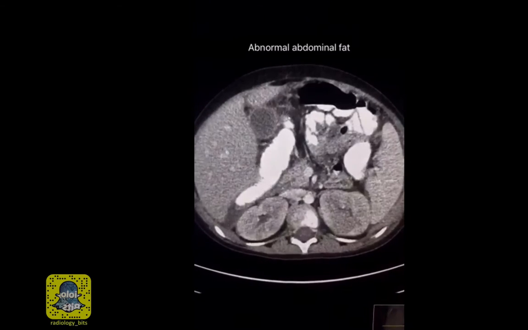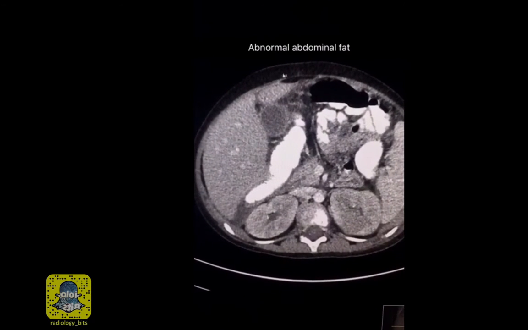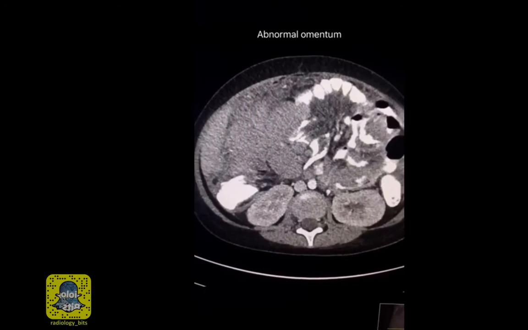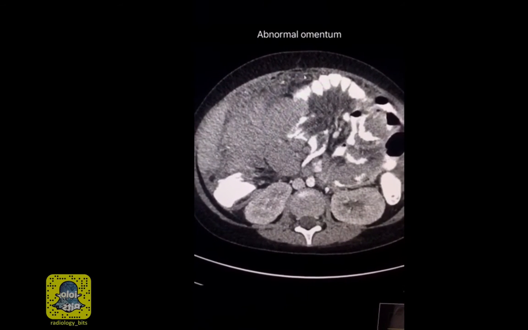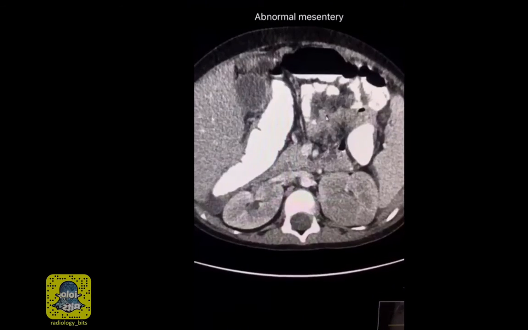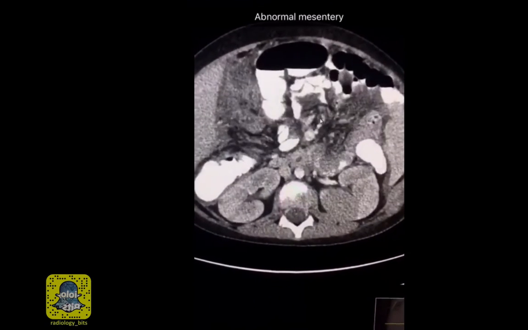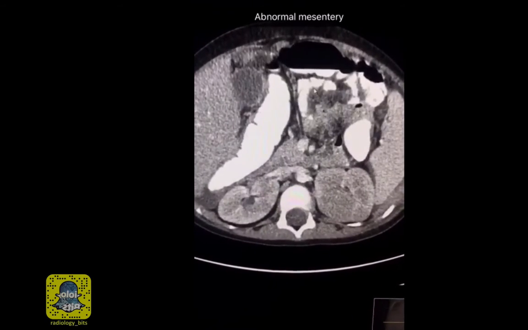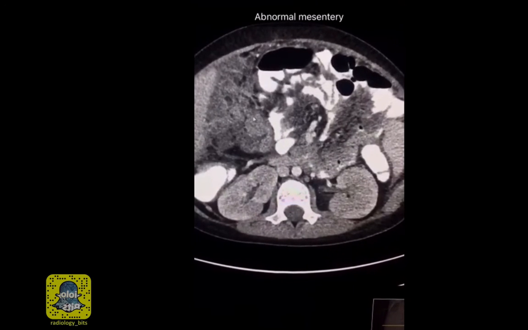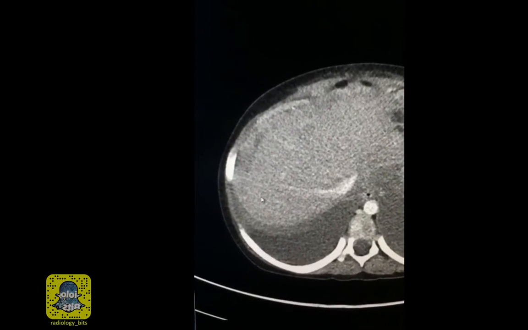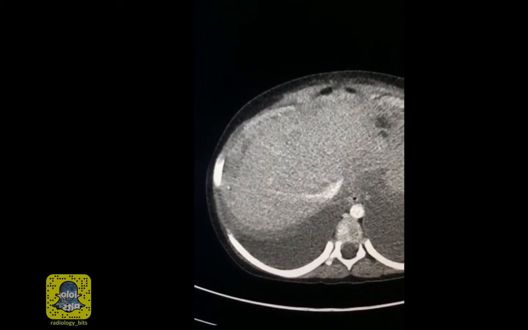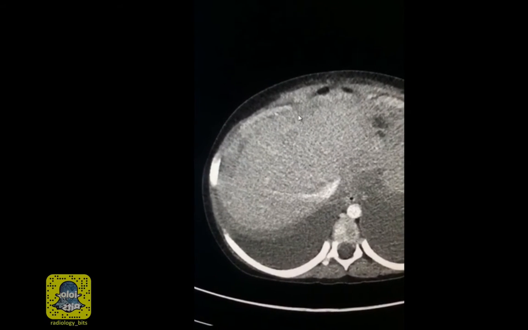The intra-abdominal fat, which should be as clean as the subcutaneous fat, is very dirty and stranded. The omental layer, which is located anteriorly, is stranded by soft tissue densities. The fat of the mesentery, which is attached to the small or large bowel loops, is also stranded and has multiple soft tissue densities.